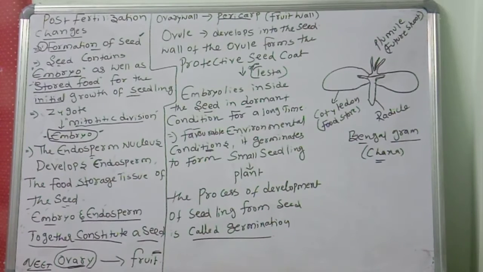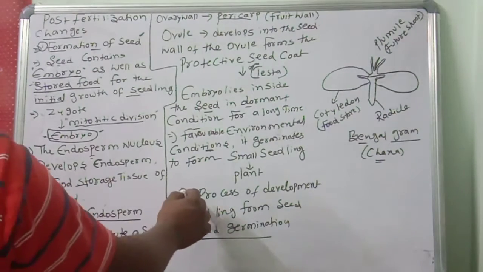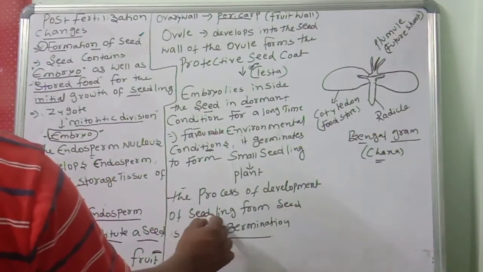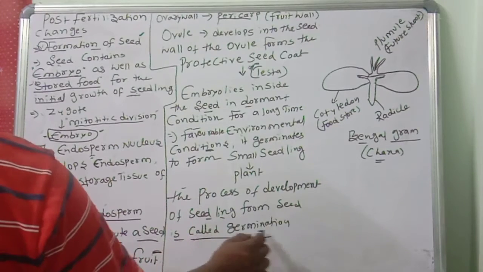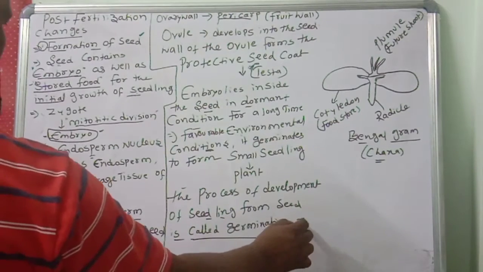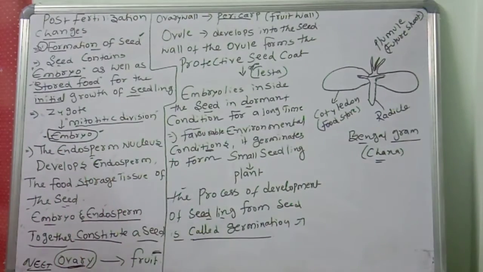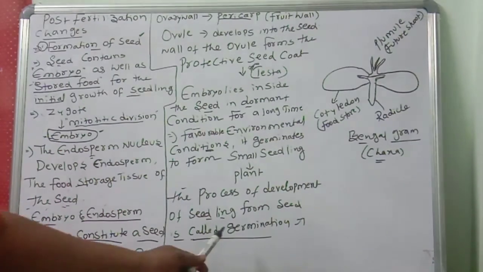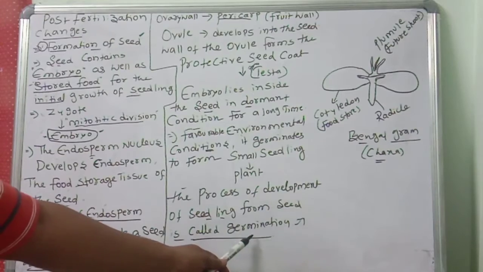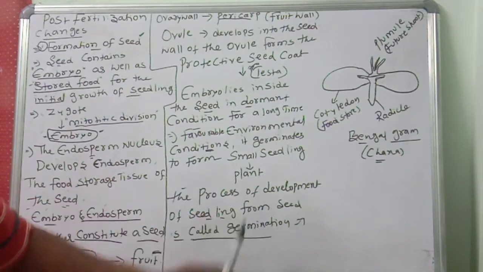So another important point to discuss is this: the process of development of seedling from seed is called germination. Again, I'm repeating the point. The process of development of seedling from the seed is called germination. Germination means the seed will be developed into a seedling. So that is called germination.